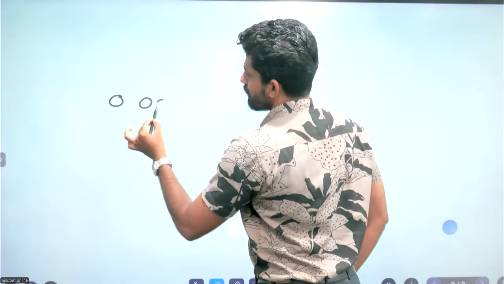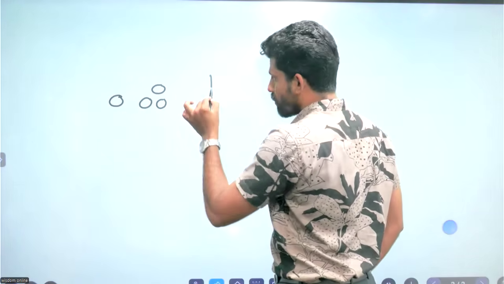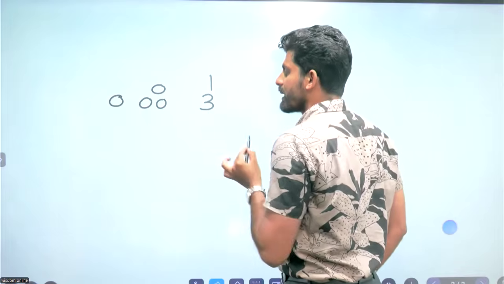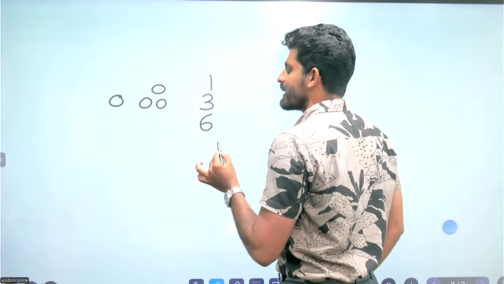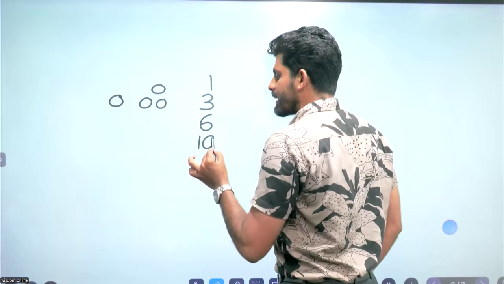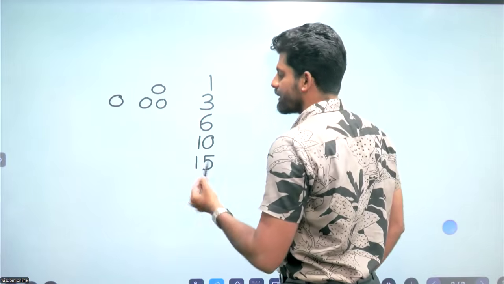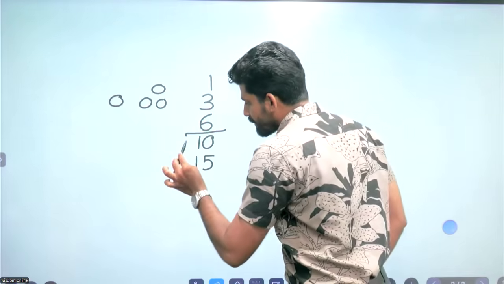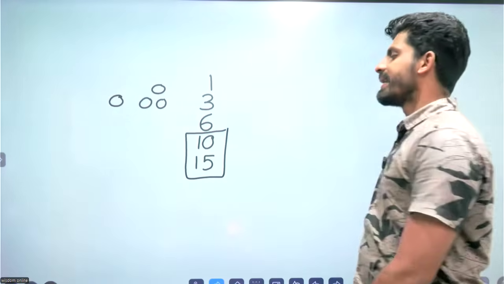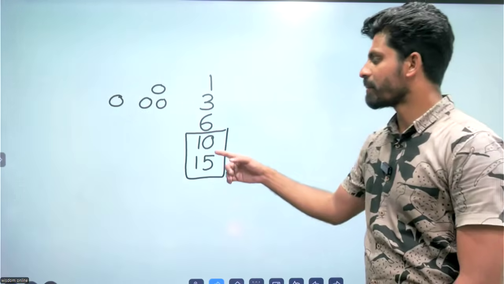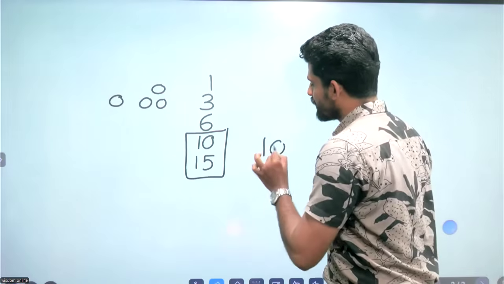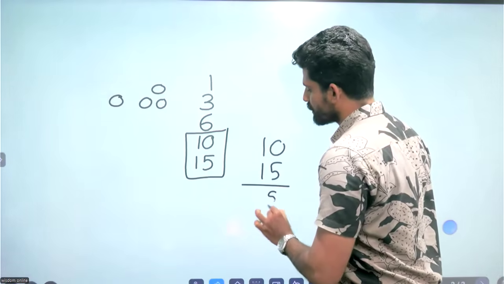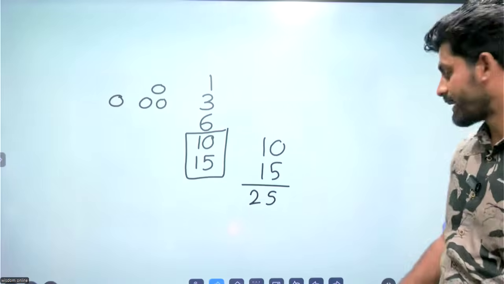1, 1 plus 2, 3. 1, 1 plus 2, 3, 3 plus 3, 6. 6 plus 4, 10. 10 plus 5, 15. Yes. 10 and 15. 10 plus 15 equals 25. Yes, that one is correct.